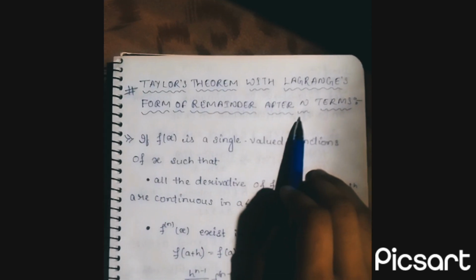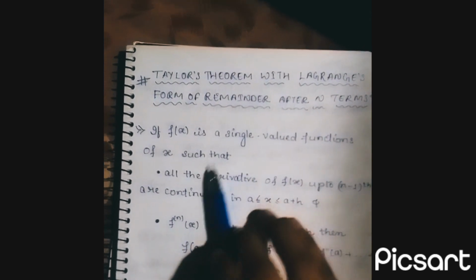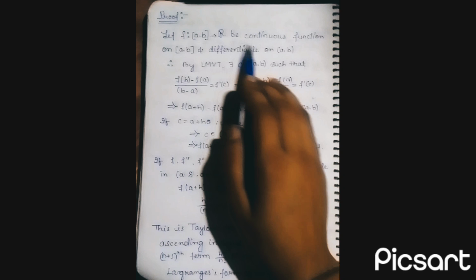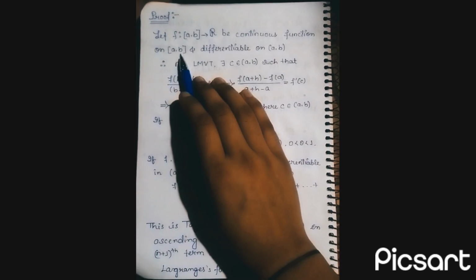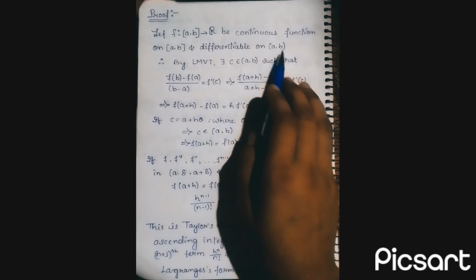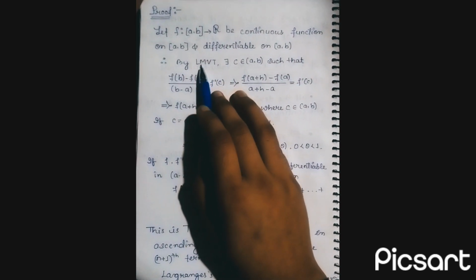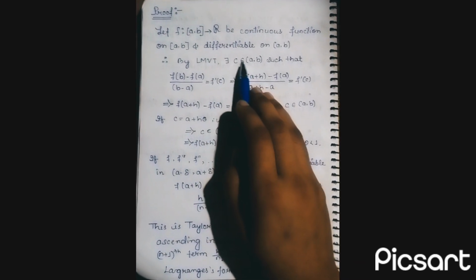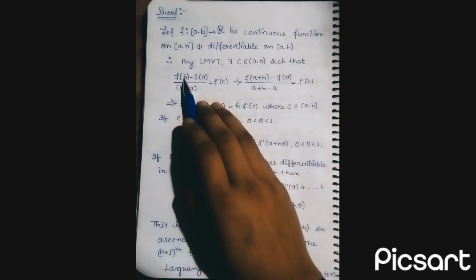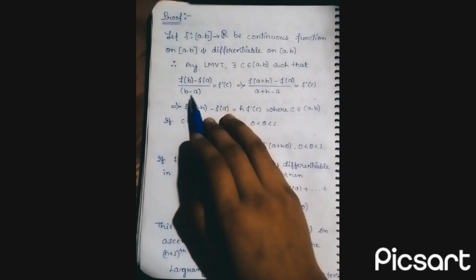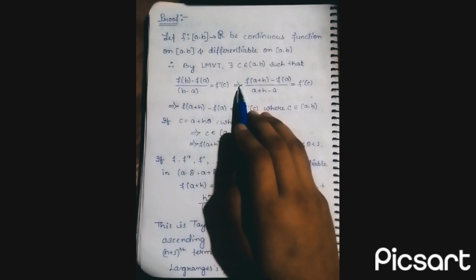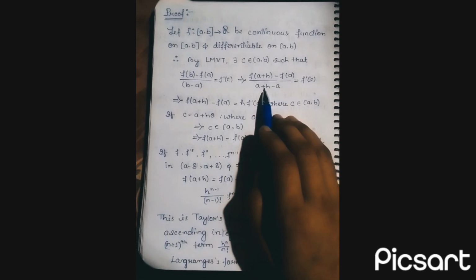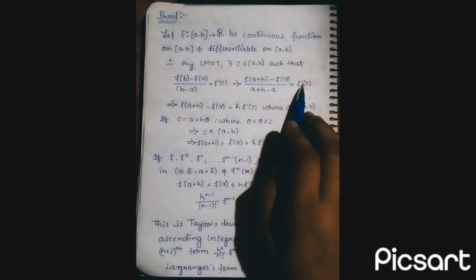ऑफ रिमाइंडर आफ्टर n टर्म्स का। तो इसके बाद जो हम देखने वाले हैं वो प्रूफ देखेंगे, जो कि इसका प्रूफ कैसे किया जाता है। तो मान लेते हैं लेट f: [a,b] → R be a continuous function on closed interval [a,b] and differentiable on (a,b)। So therefore by LMVT इसका मतलब है Lagrange's mean value theorem, there exists c belongs to (a,b) such that (f(b) - f(a))/(b - a) is equal to f'(c), which implies that (f(a+h) - f(a))/((a+h) - a) is equal to f'(c).